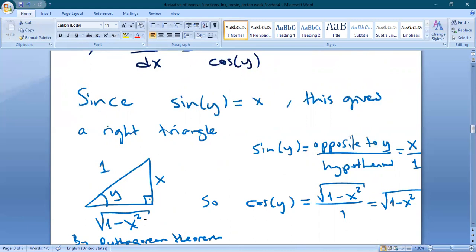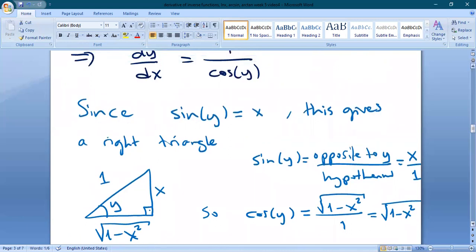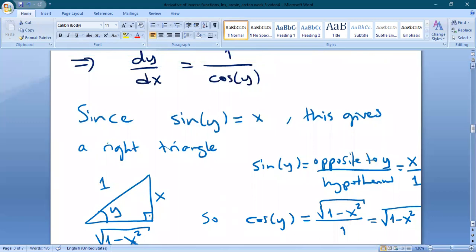Okay. Then from this right triangle, we can write cosine of y, which is the adjacent side to y over the hypotenuse. So square root of 1 minus x squared over 1, which is square root of 1 minus x squared. So put this into the derivative formula here.